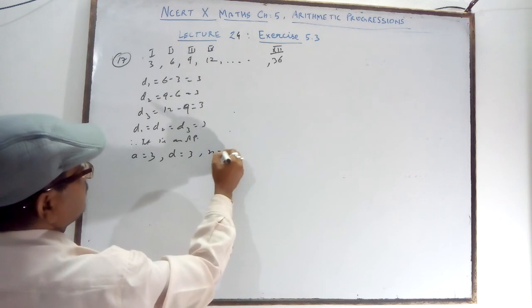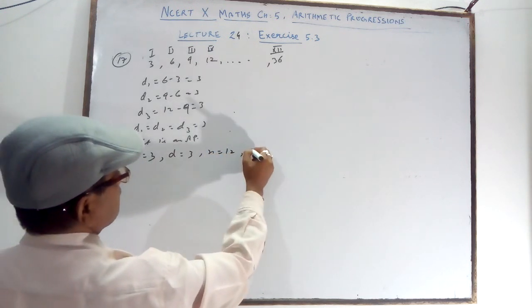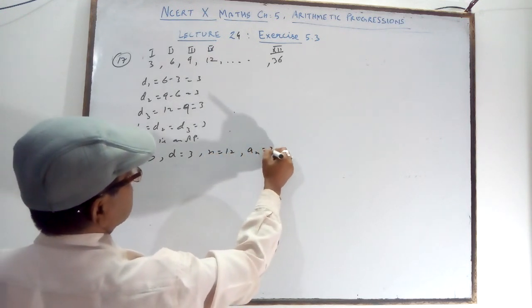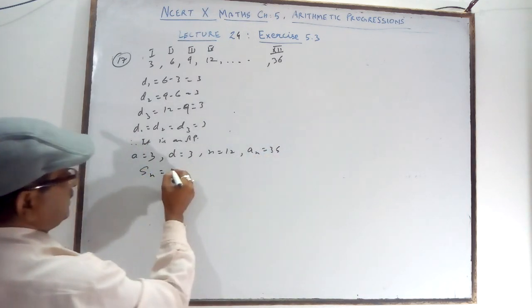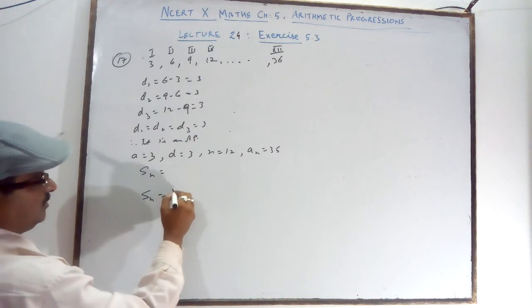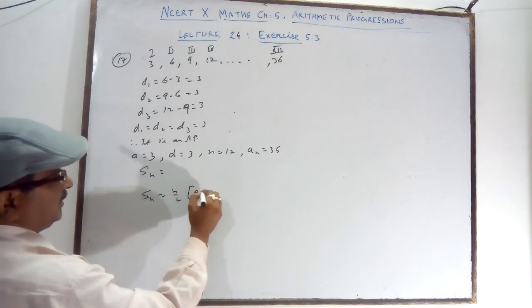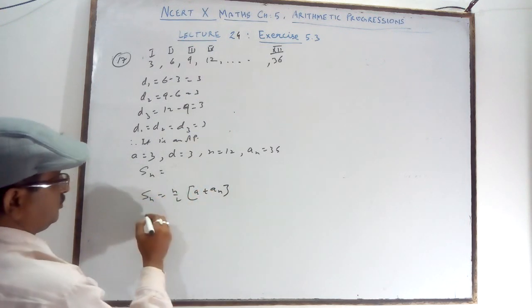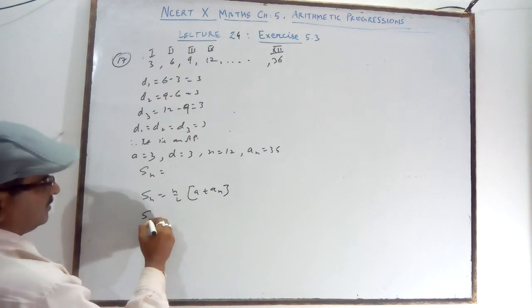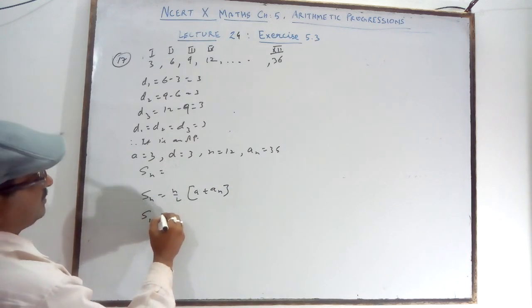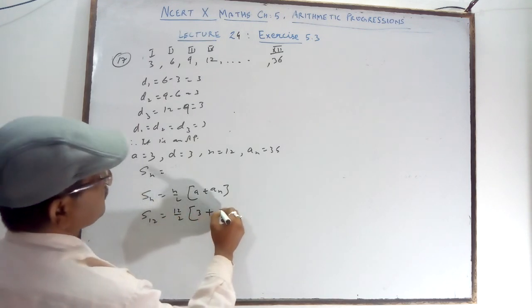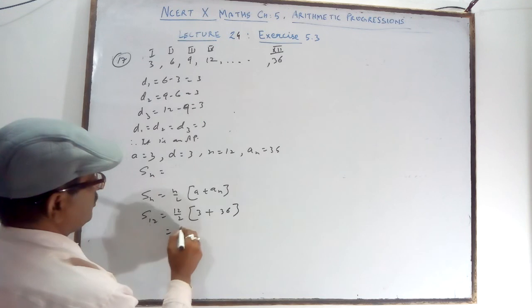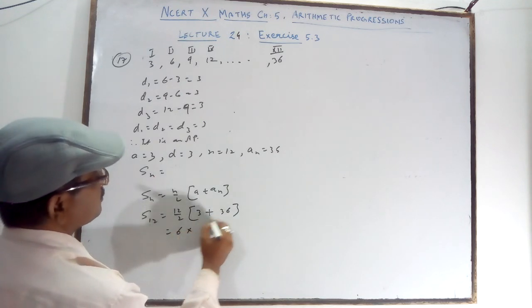What is N? 12. What is AN? 36. And what do you want? Find out SN. SN is equal to N by 2, A plus AN, formula you apply. S12 is equal to 12 by 2 into 3 plus 36. 12 by 2 is 6, into 39.